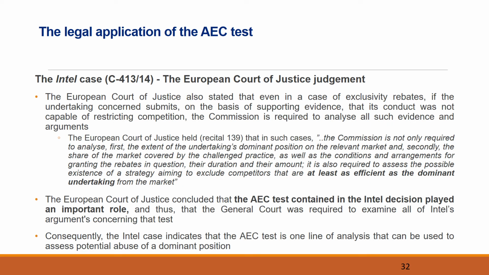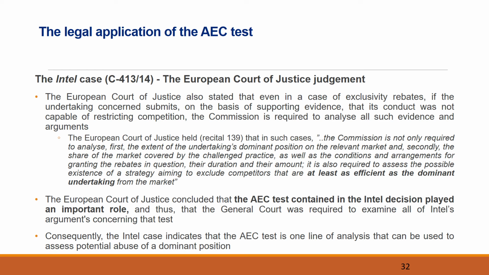The ECJ also stated that even in the case of exclusivity rebates, if the undertaking concerned submits, on the basis of supporting evidence, that its conduct was not capable of restricting competition, the Commission is required to analyze all such evidence and arguments. Furthermore, the ECJ also concluded that the AEC test contained in the Intel decision played an important role, and that the General Court was required to examine all of Intel's arguments concerning that test.